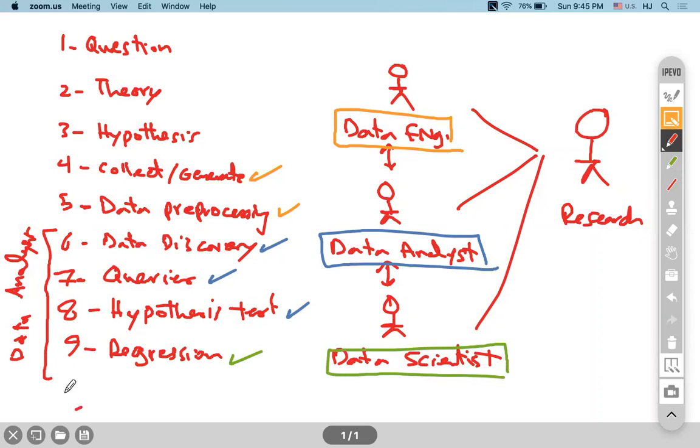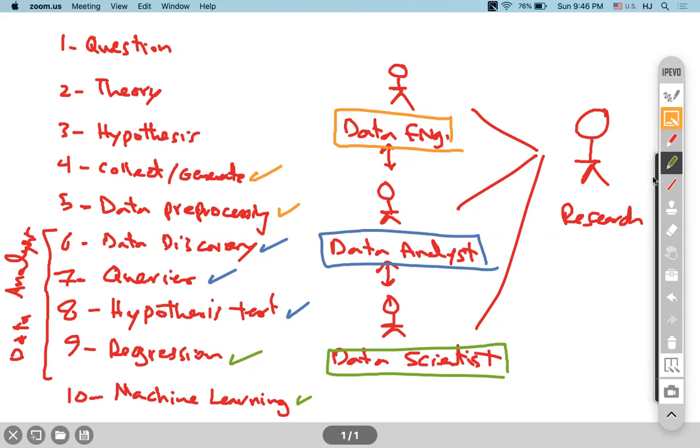Usually the data scientist is the one who deals with regression models. If we added here, let's say, another step, number 10, we can use, let's say, machine learning to predict the future. So this is done usually by data scientists, and usually a data scientist is familiar with all of those.